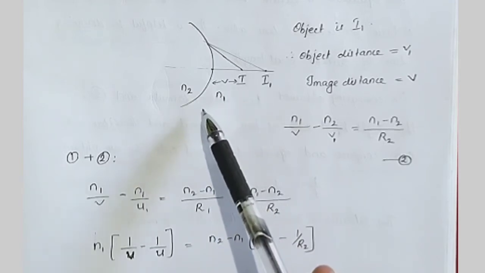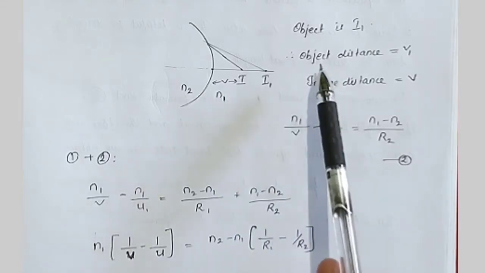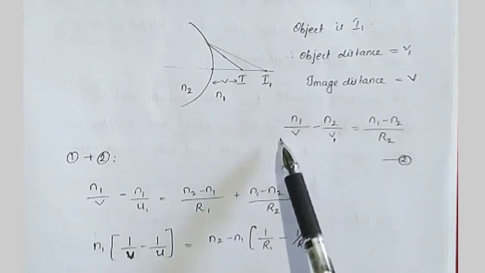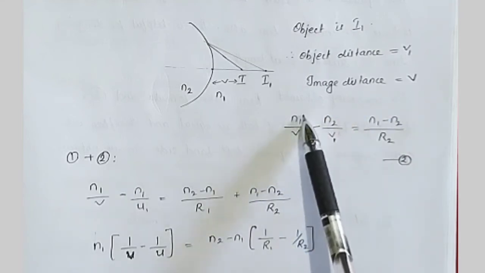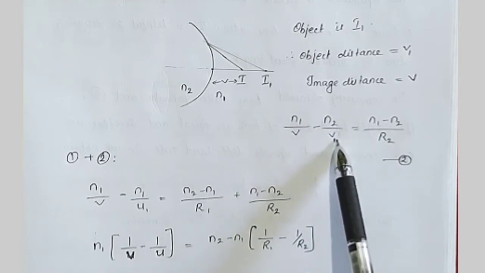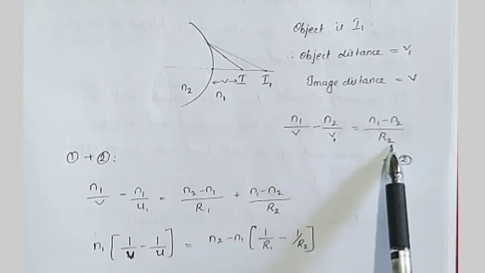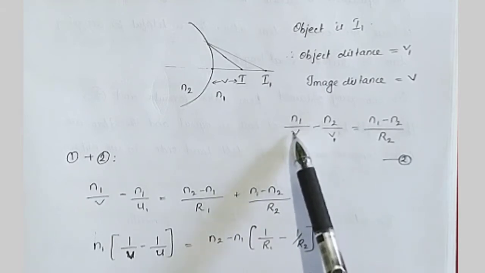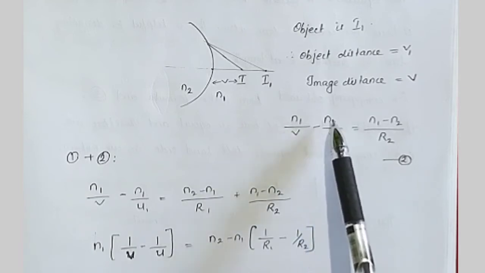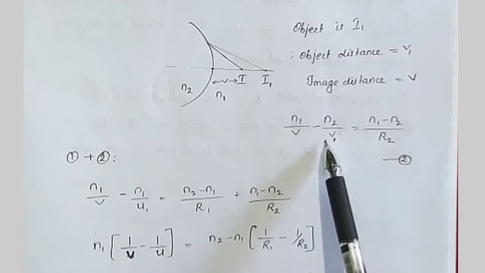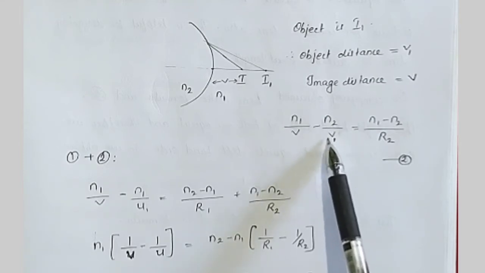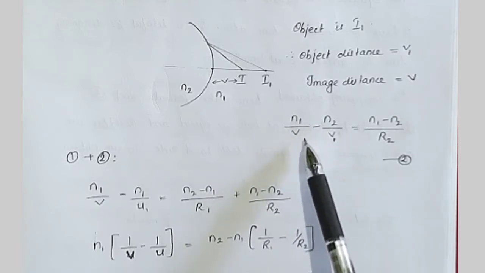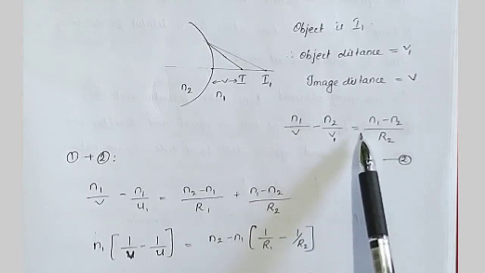Therefore, when we consider the refraction through the second spherical surface, here the object distance is v1 and the image distance is simply v. On applying the relation, we can write n1 by v minus n2 by v1 is equal to n1 minus n2 by r2. We know that the final image is obtained in air, which has the refractive index n1, and we mentioned that the first image is the object here, and the first image was obtained in the medium with refractive index n2.